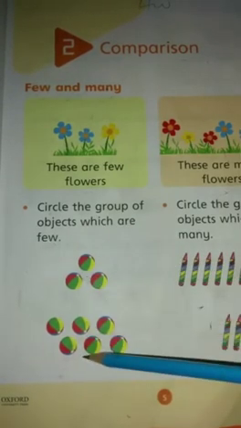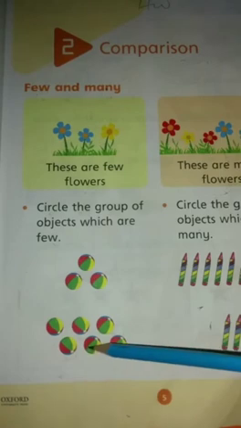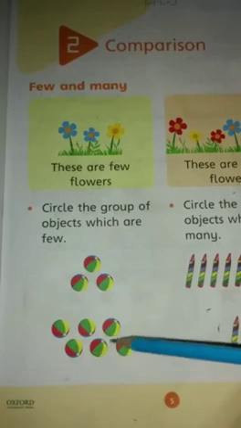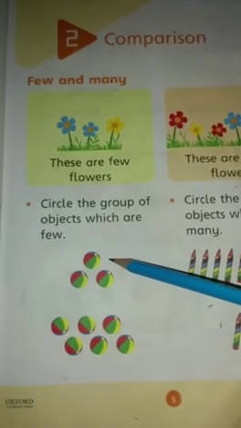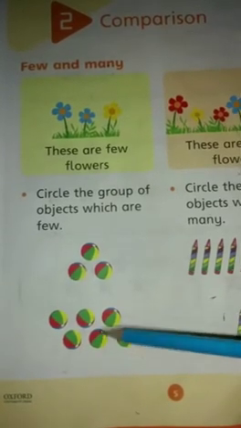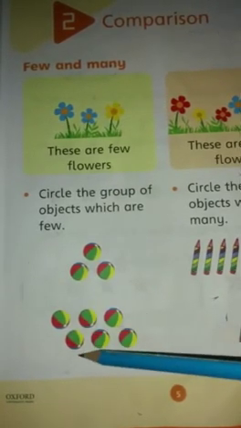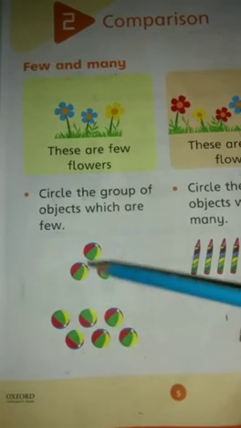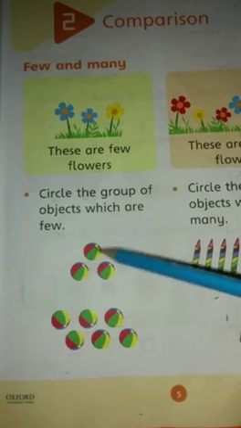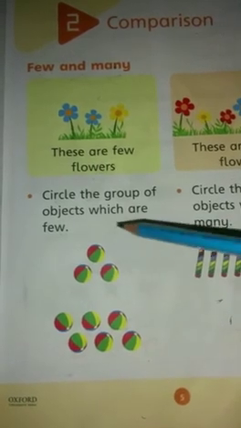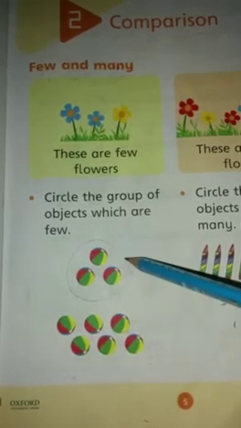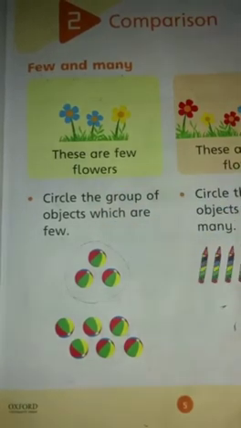Now we have given 2 groups and we have to circle the group which has few things, few footballs. So let's count. This one is group A and this one is group B. So let's count. 1, 2, 3, 4, 5, 6. Group B has 6 footballs. Now let's count group A. 1, 2, 3. So group A has 3 footballs. So 3 is few. So let's circle this group which has few things. Okay, we have done it.